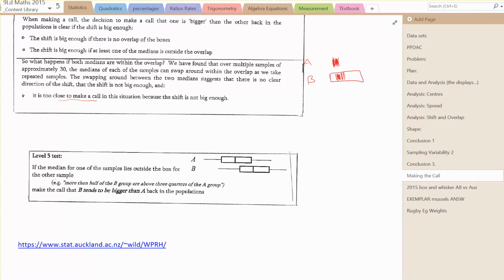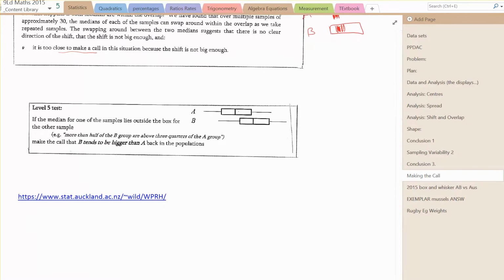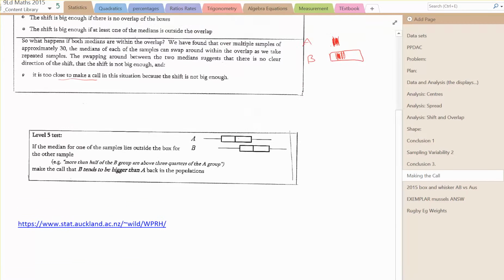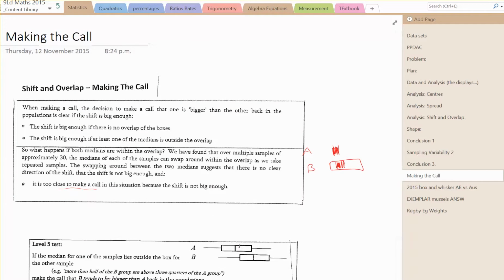So for a simple test, if the median of one of the samples lies outside the box for the other, we can make the call that B tends to be bigger than A back in the populations. And here's the animation that your teacher might show you.